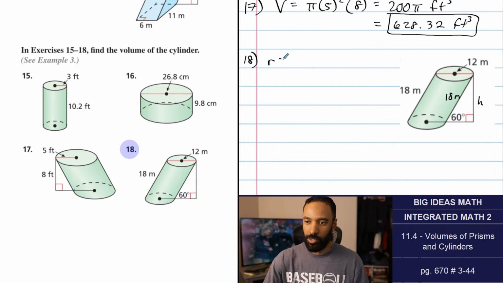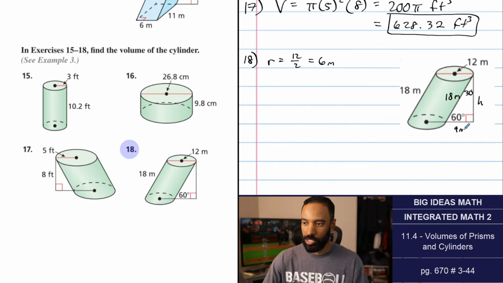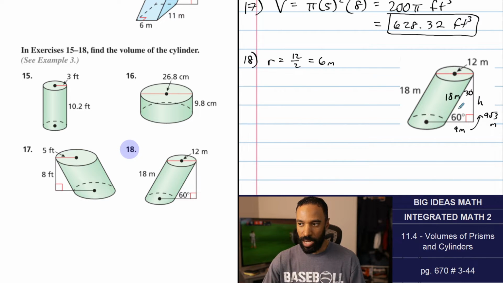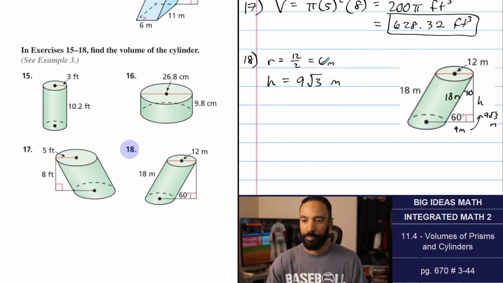Let's start with the radius. Radius is half of 12, which is 6 meters. Now the height is, this is a 30, 60, 90 triangle. The hypotenuse of it is 18. Half of that is opposite the 30-degree angle, so this is 9 meters. We don't really need that for our calculations, but we do need it for the height. So the height, therefore, is going to be 9 root 3 meters. That's an exact value. In that 30, 60, 90 setup, 1 to 2 to root 3. So height is 9 root 3 meters.